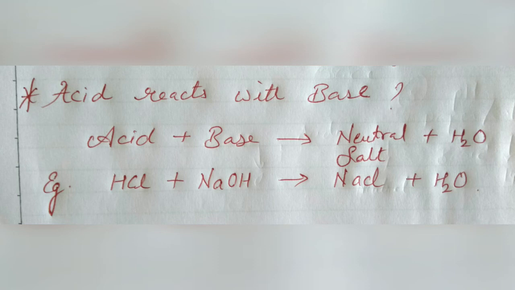We say this reaction is a neutralization, because the acidic H plus effect is cancelled by the base OH minus ion, then we are getting the water molecule. Remaining Na plus Cl minus is joining together and forming the salt molecule. So whenever the acids are reacting with the base, what do we get? We get the salt and we get the water molecule.